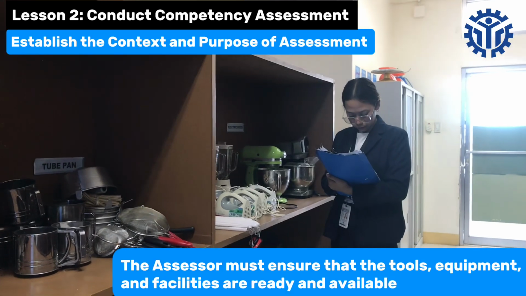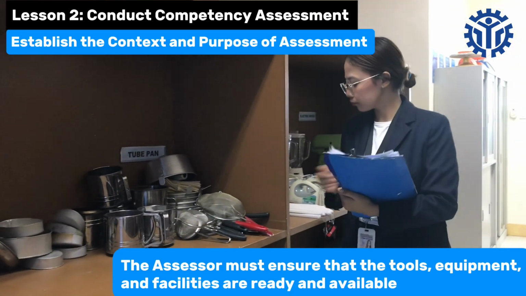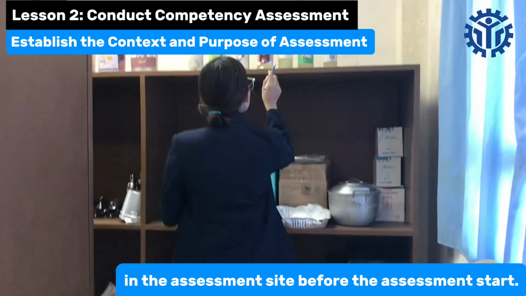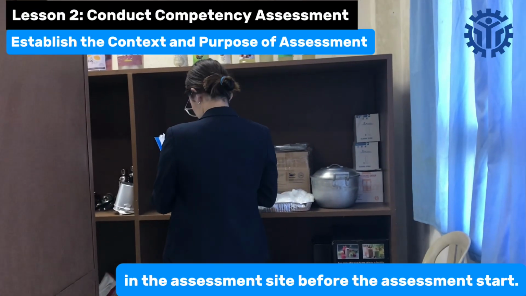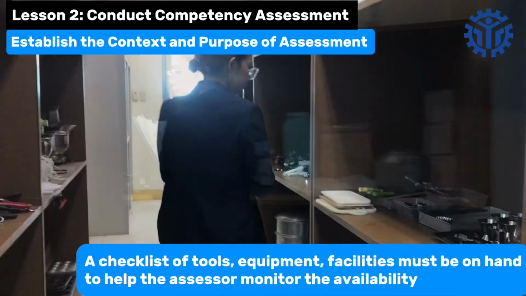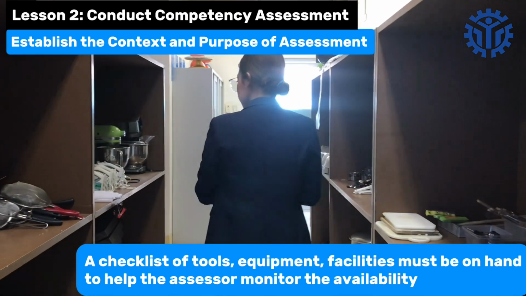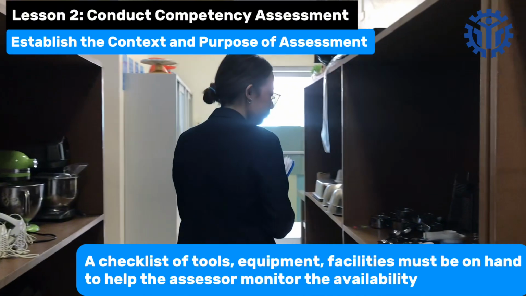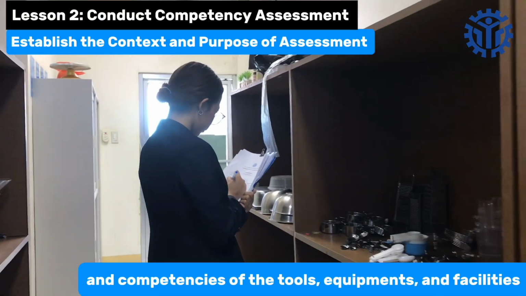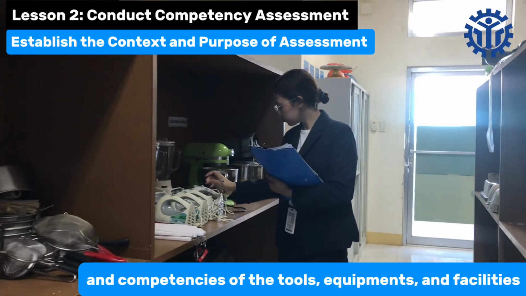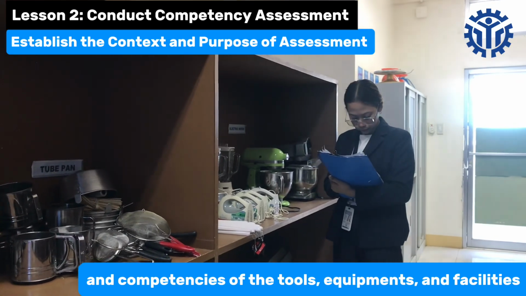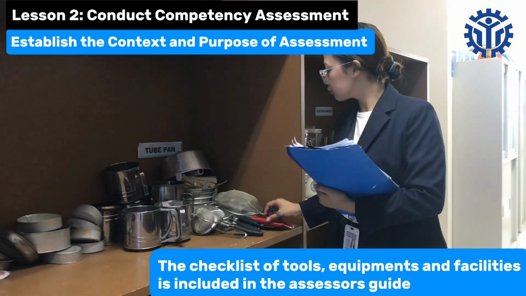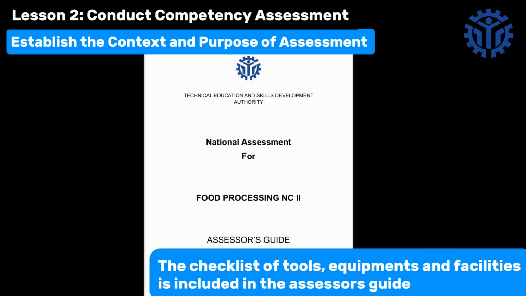Assessor must ensure that the tools, equipment, and facilities are ready and available in the assessment site before the assessment starts. A checklist of tools, equipment, and facilities must be on hand to help the assessor monitor the availability and competencies of the tools, equipment, and facilities. The checklist is included in the assessor's guide.